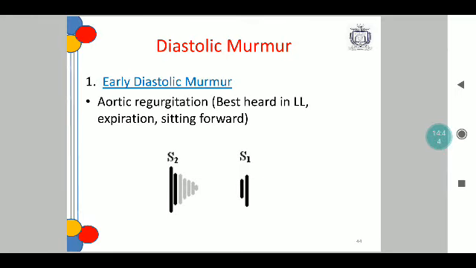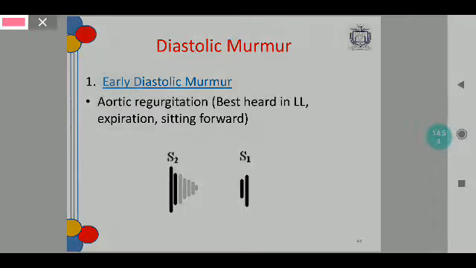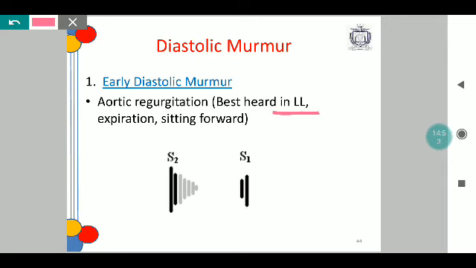Moving on now to diastolic murmurs, you have early diastolic murmurs, which are seen in aortic regurgitation. Characteristically, this is best heard in the left lateral position on expiration and slightly sitting forward. And between S2 and S1, after the split, there is a reduction in the intensity followed by absence of the murmur slightly.